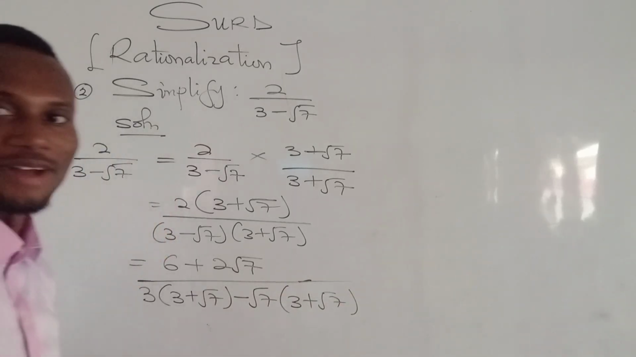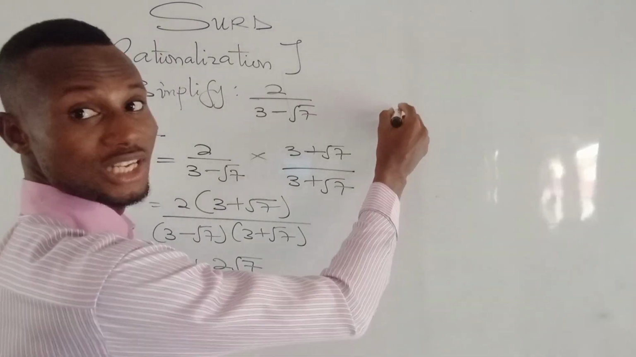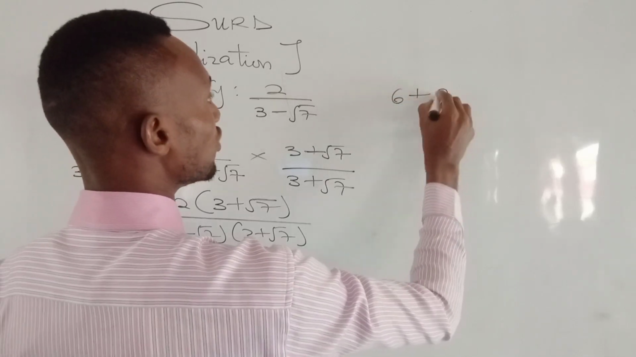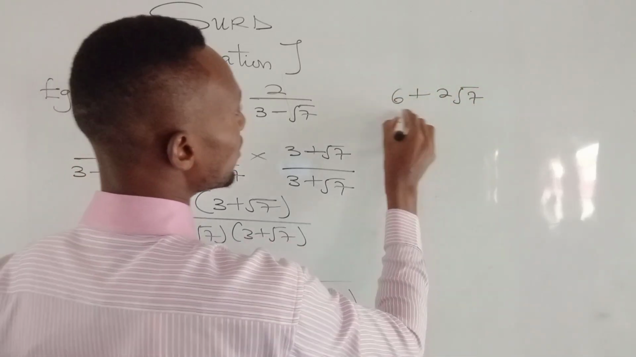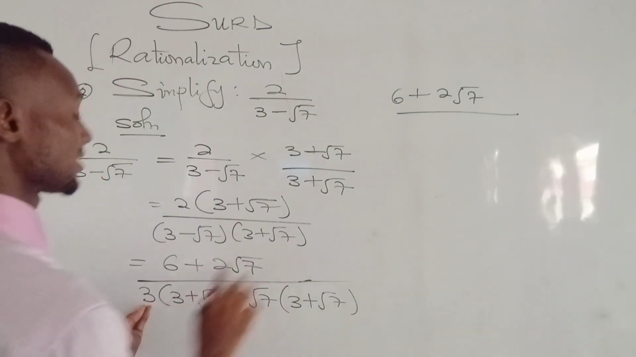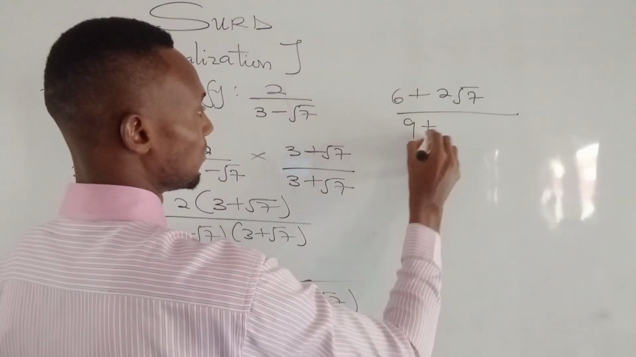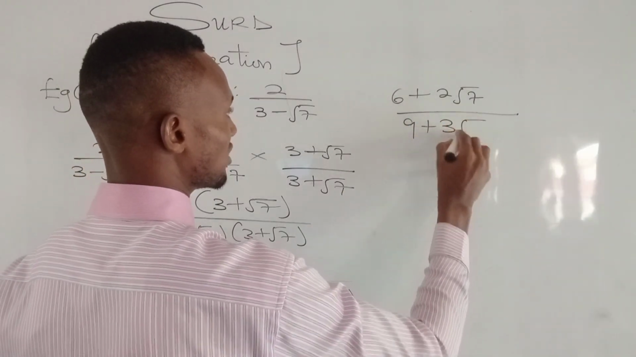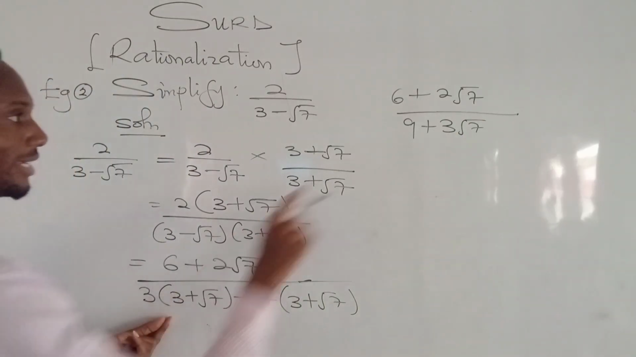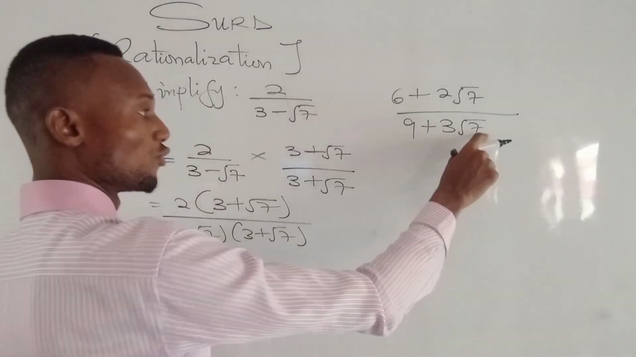Let's go ahead and simplify further. I'm going to continue from this side. So I'm going to repeat my numerator, which is 6 plus 2 root 7, all over, then the denominator, let's open our bracket. 3 times this 3 gives 9, and 3 times root 7 gives 3 root 7. Let me repeat it again. 3 times this 3 gives 9. 3 times this positive root 7 gives 3 root 7.